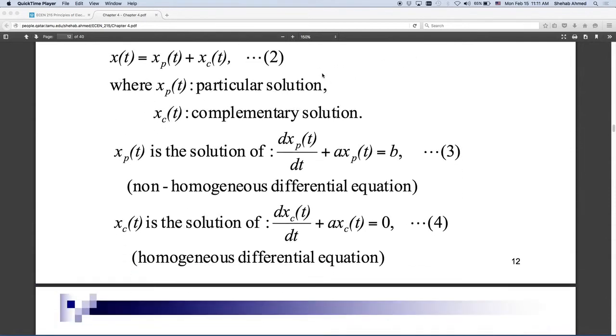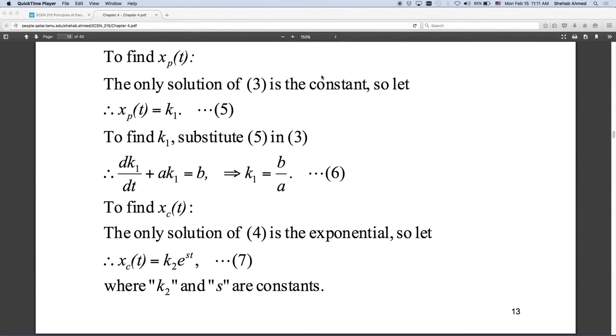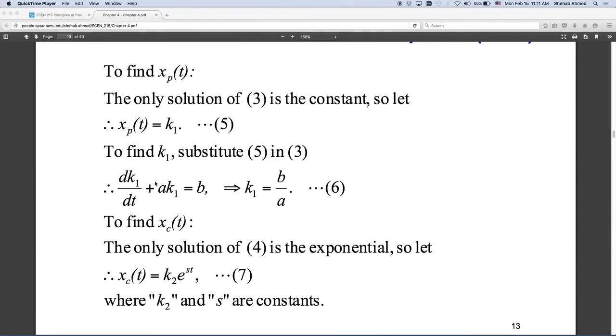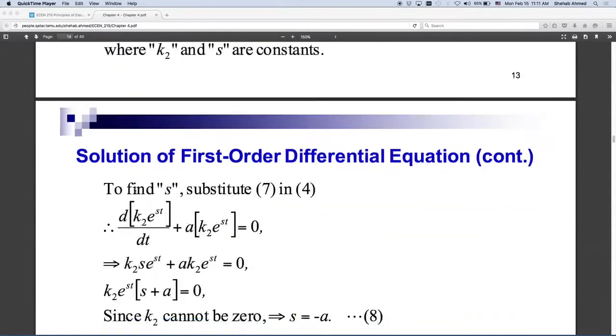So we will write the general solution to this equation. Where is it? Here.